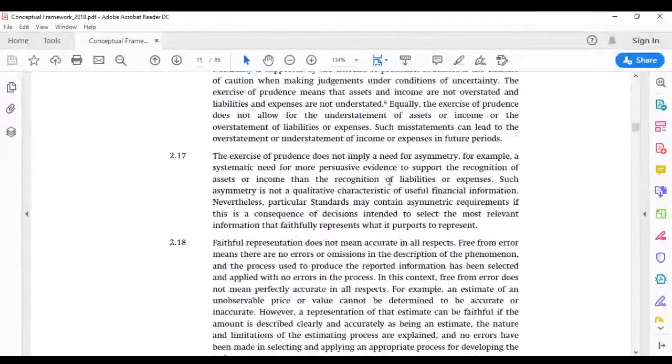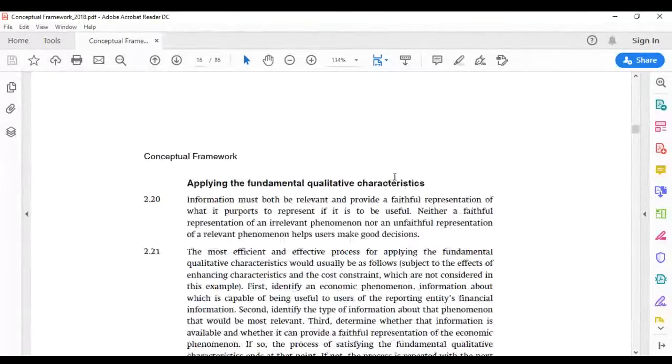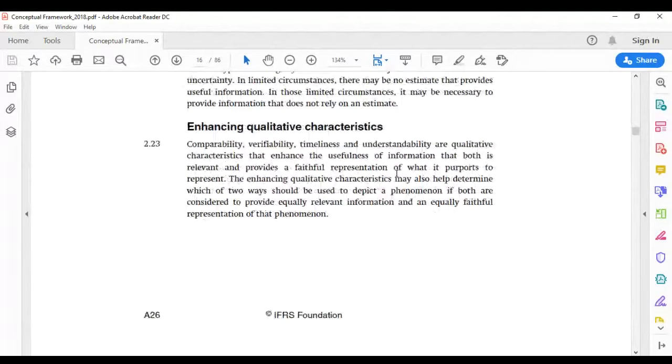Okay, let's see what else we need to discuss. Now we are going to look at the enhancing qualitative characteristics, but perhaps we can just take a short break here just to check whether there are any questions from your side.